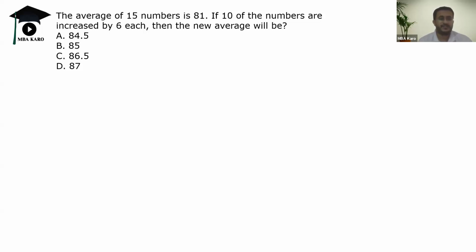So average of 15 numbers is 81. 10 of the numbers are increased by 6 each. So we need to find the new average. So you got the average. Yeah, that was easy to calculate. Now let's see the approach. You must have taken the total and then added this thing. Average is 81, 15 numbers. What is happening? 10 of the numbers are increased by 6 each. There is change in sum.